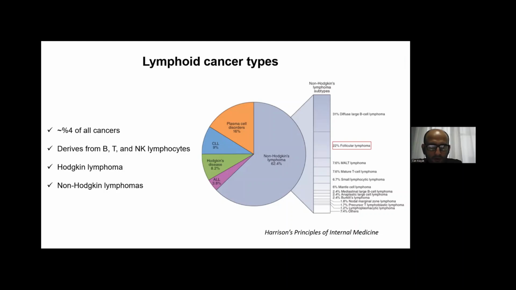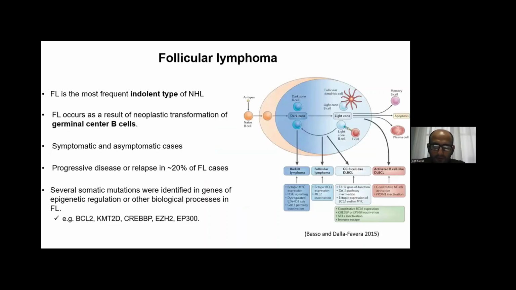These constitute 4% of all cancers, and they derive from B, T, or NK lymphocytes. There are different categories in this lymphoid cancer group. The biggest category is non-Hodgkin lymphoma, which is by itself heterogeneous. It constitutes around 62%. The most common non-Hodgkin lymphoma is diffuse large B-cell lymphoma, and the second most common one is follicular lymphoma. The study that I will be presenting today will be on follicular lymphoma.